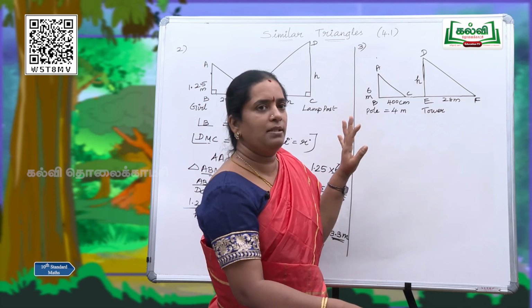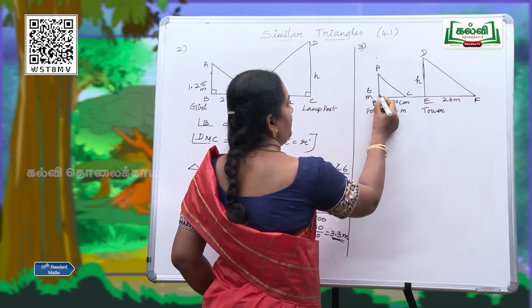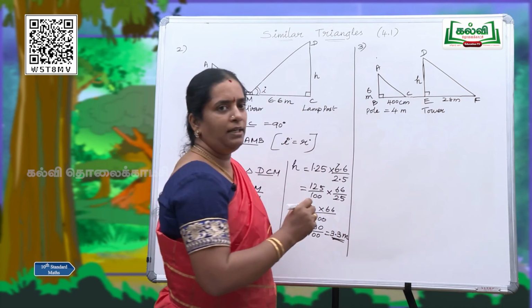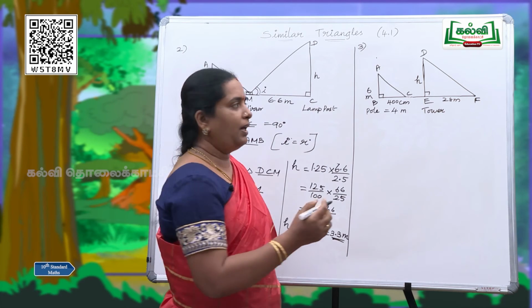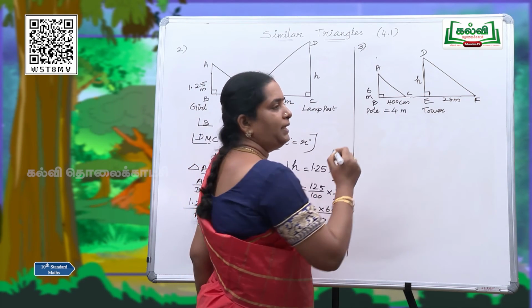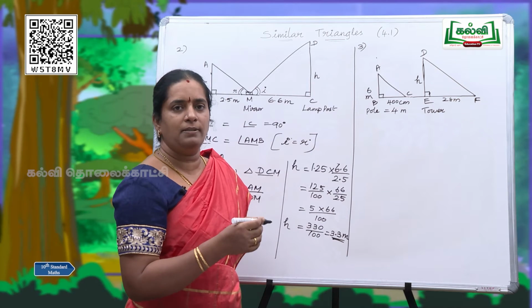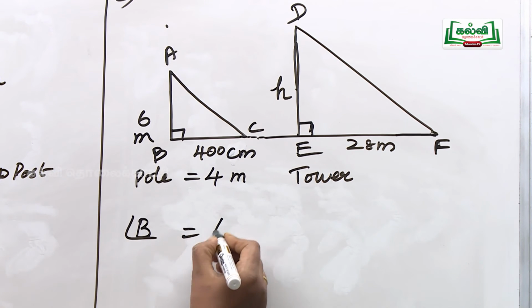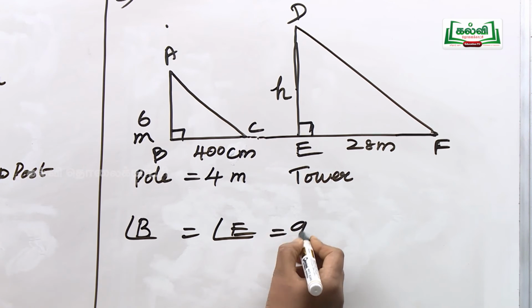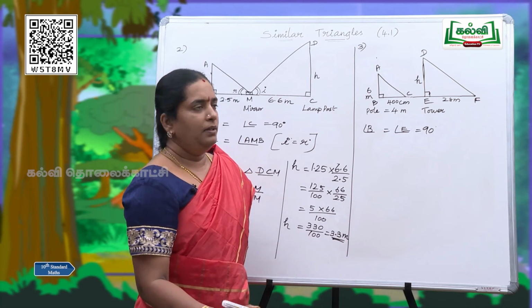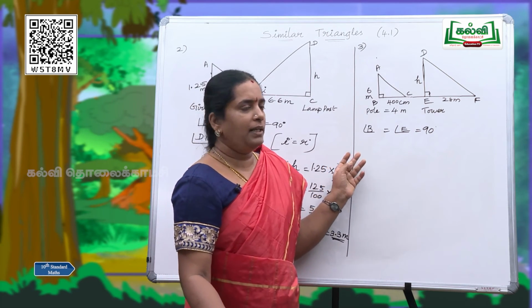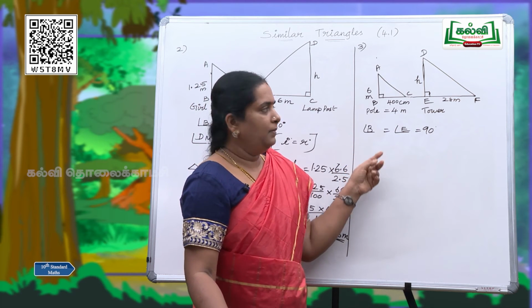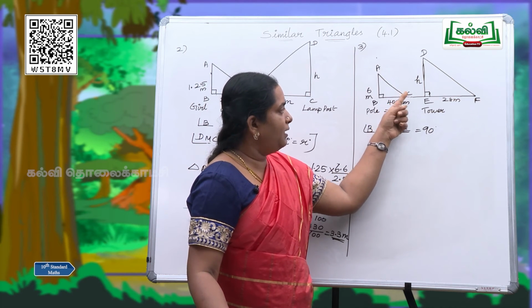So does similarity work? See, you know that for any vertically standing objects, we have to say that the angle made by the object with the ground horizontal is 90 degree. Very good. So the angle B and angle E are equal and they are equal to 90 degree. Look at any other thing. Any other angle can you make out? See this angle C and F.